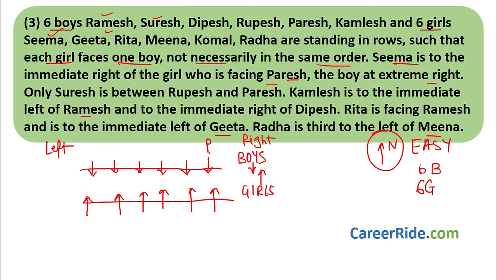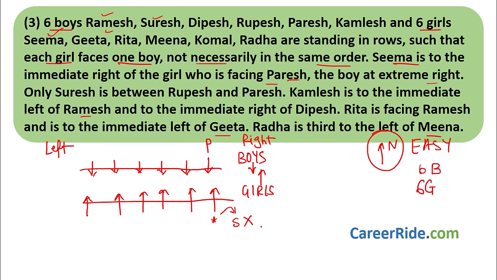So Paresh is at the right hand corner, and Seema is immediate right of the girl who is facing Paresh, okay? Now, what does that mean? Can Seema come over here? No, absolutely not. That means that either the question is wrong or we are wrong, but the chances of the question being wrong is very less. So that means that we are wrong.